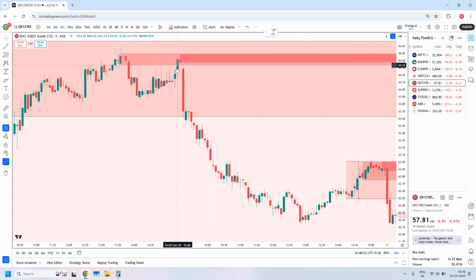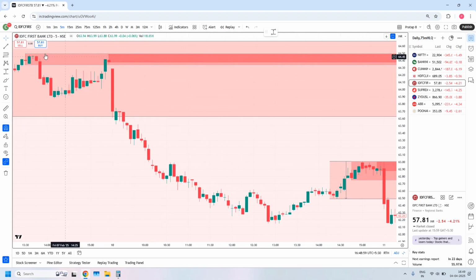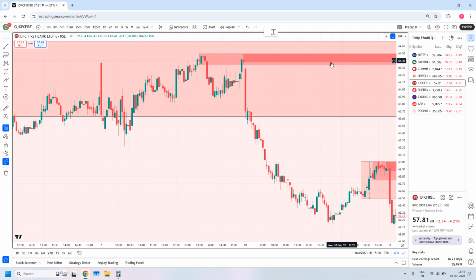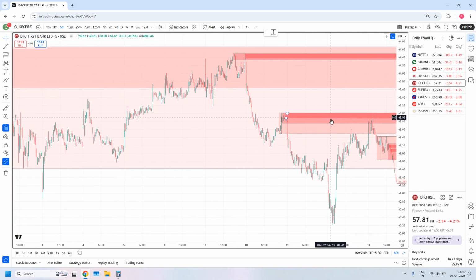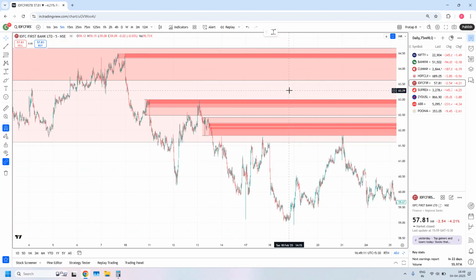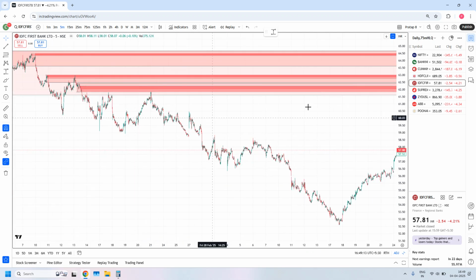But what happened at the time when prices entered? This base candle slightly pierced this zone. Because it is slightly pierced, it is no more valid. But this rally base drop with pro gap is valid. So that's why this is the area we can plan a trade. So this is how I analyzed this stock.